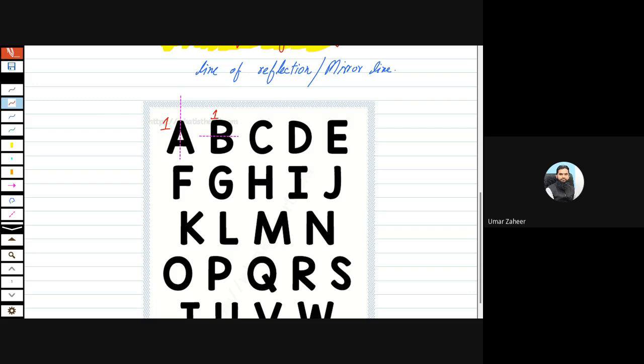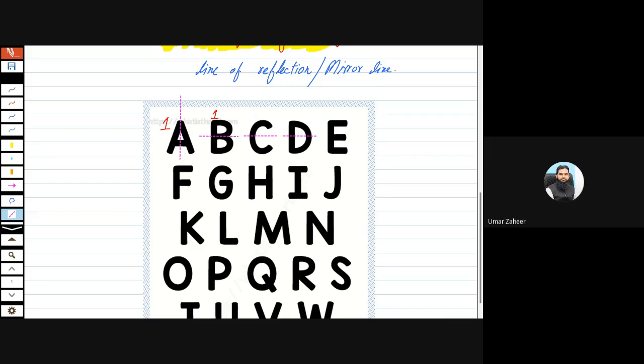Afaf, how many lines of symmetry are in C? C is just going to have one line of symmetry, a horizontal line in the middle. Daniel, how many lines of symmetry are in D? One horizontal line, and that's it, right? Yes.